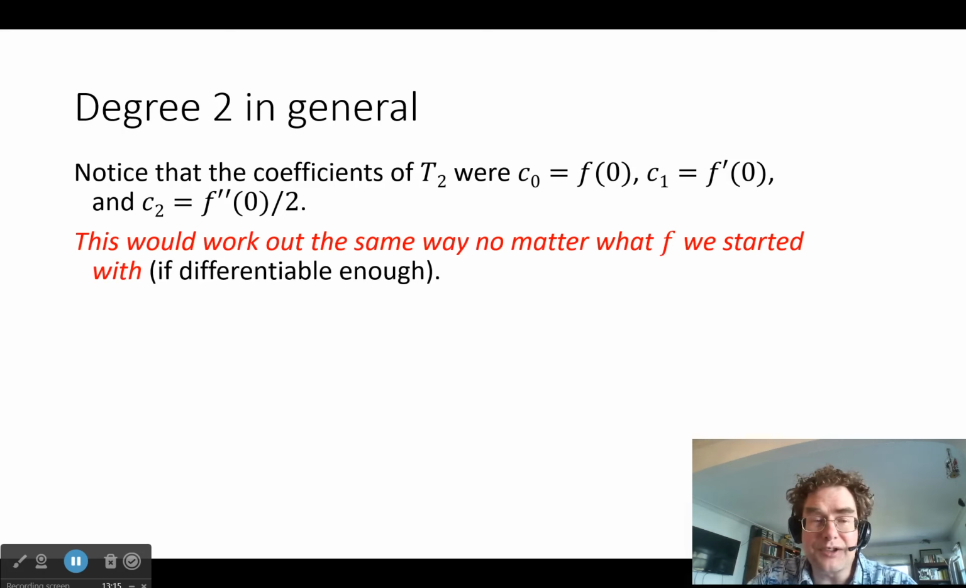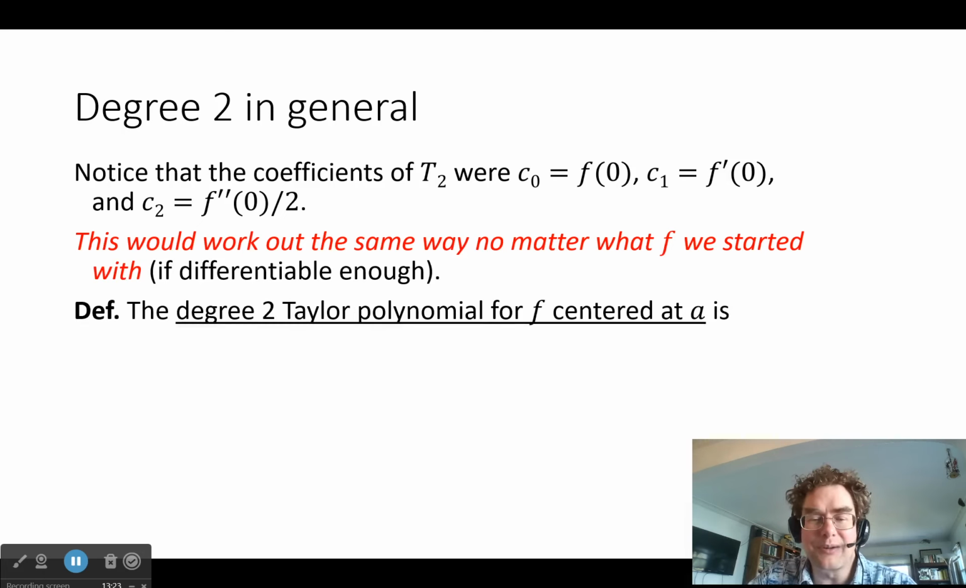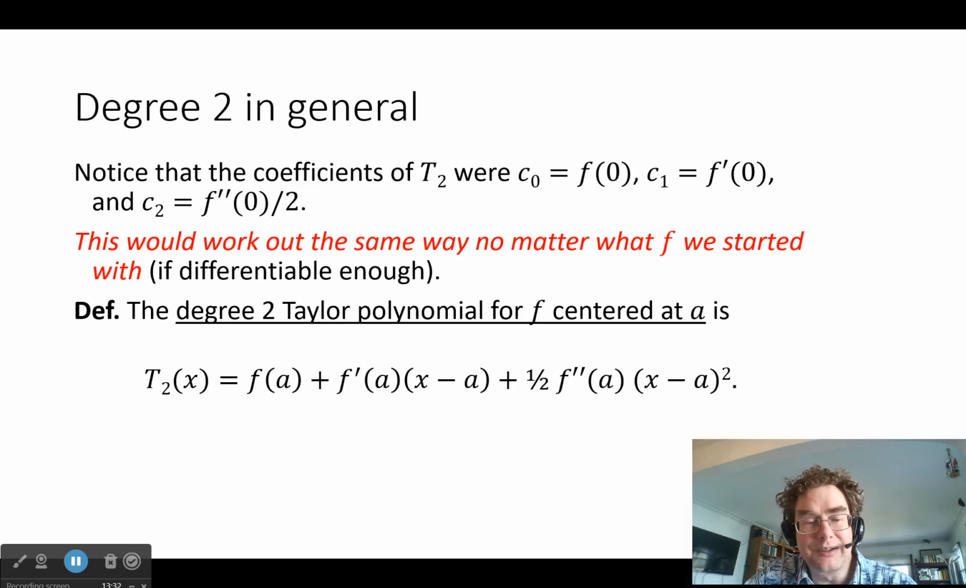You're always going to pick up that 2 in the second derivative, or when you differentiate the general form and so on. So you're always going to have that 2 in the denominator. It's always going to work out this same way. So we can give a general definition of a degree 2 Taylor polynomial for f centered at a. And here it is. You can see our general form pretty much like it was, but then we got our coefficients now settled in here as well. And this is for center at a.